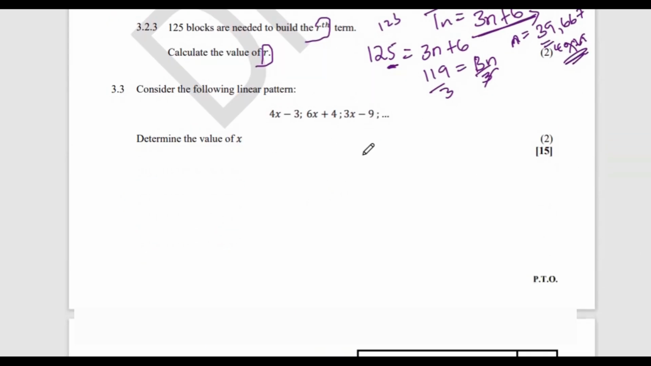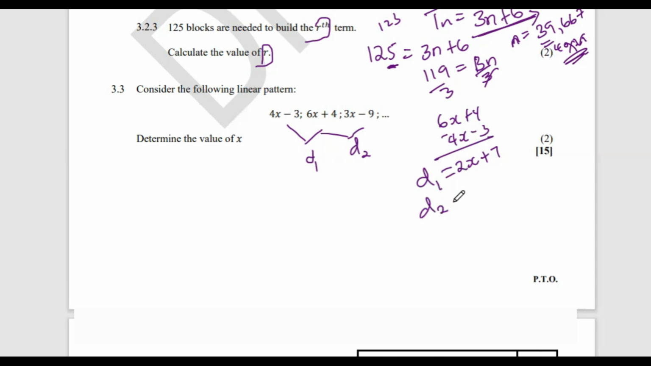looking at it. Then the following linear pattern is given. Find the value of x. So grade 10, whenever we have such a scenario, it's all about comparing the common differences. You need to get your D1 and also your D2. So how do we get D1? We are subtracting this and that. So 6x plus 4, you're subtracting 4x minus 3. Please do the subtraction nicely. So 6x minus 4x is 2x. 4 minus negative 3 is 7. So this is your D1.